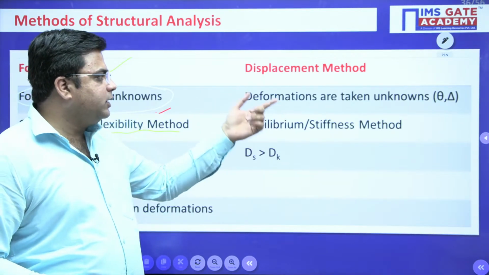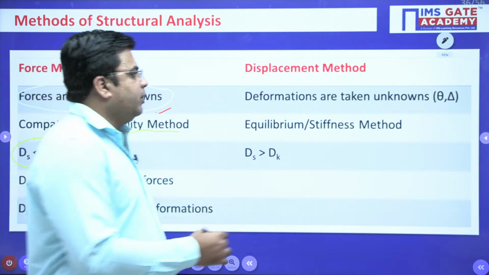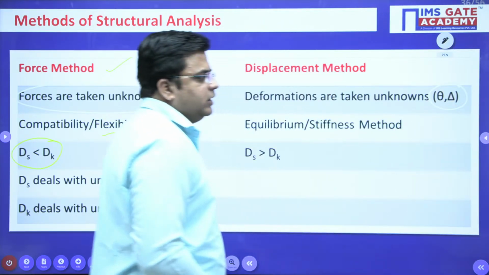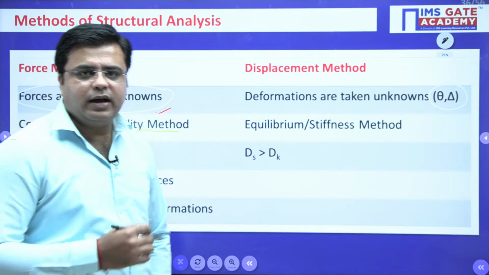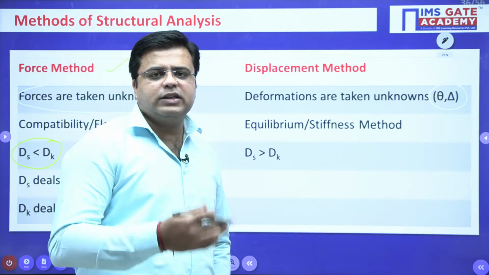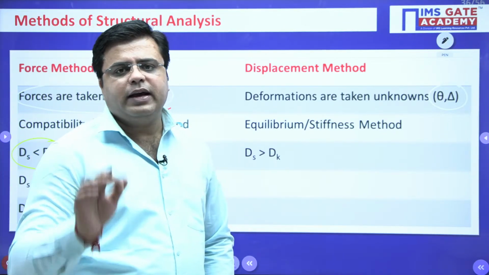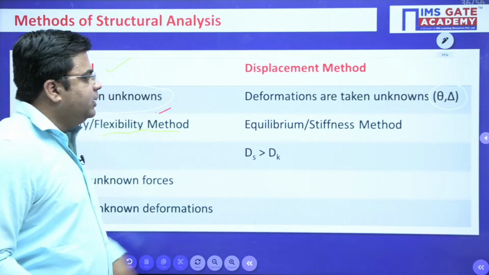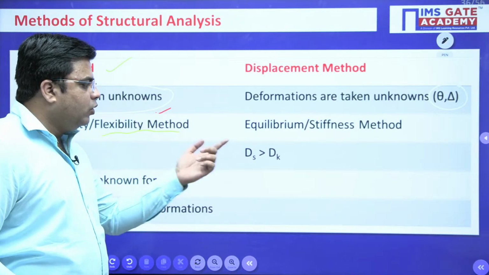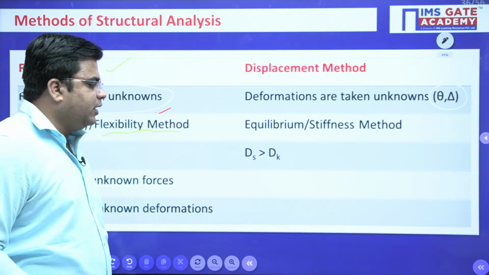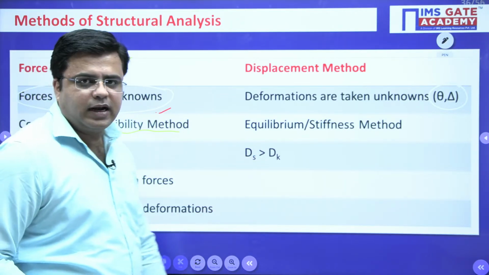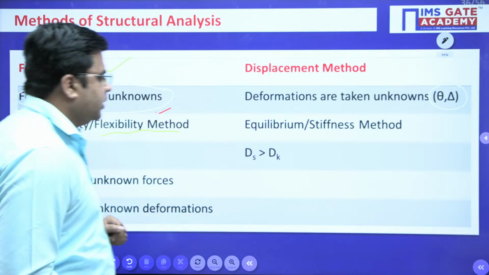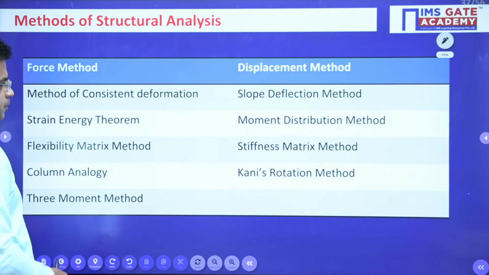Displacement methods, in displacement methods, deformations are taken as unknowns, that is theta and delta, and using these deformations, first we calculate the unknown deformations, and using these deformations, we calculate the unknown reactions or the member forces that are there, right? So when displacement method is applied, only when your degree of kinematic indeterminacy is less than your degree of static indeterminacy. These methods are also known as the equilibrium methods or the stiffness methods.